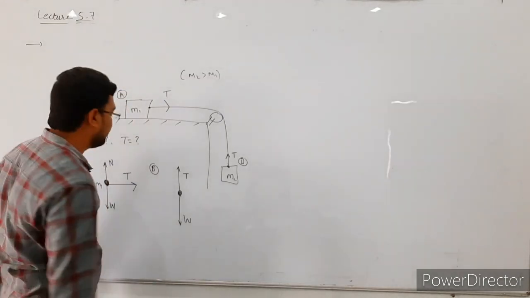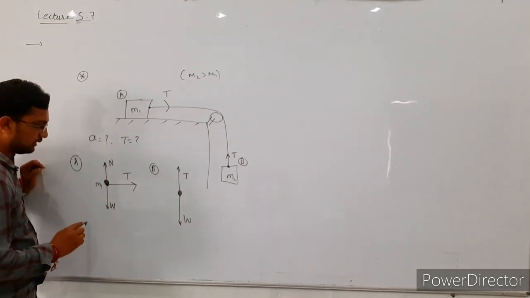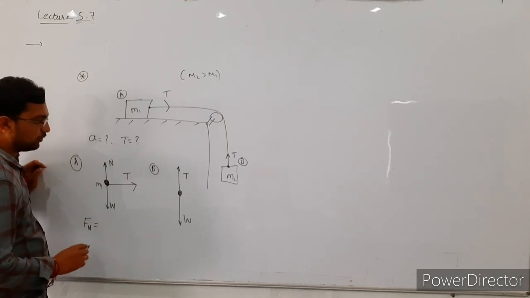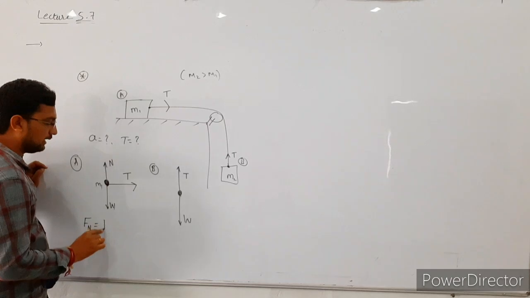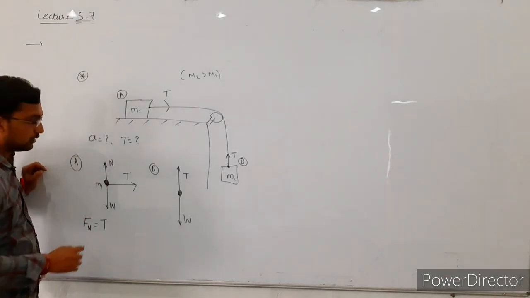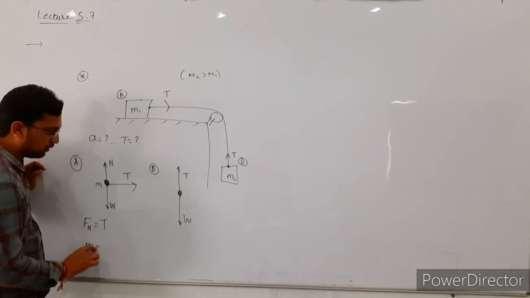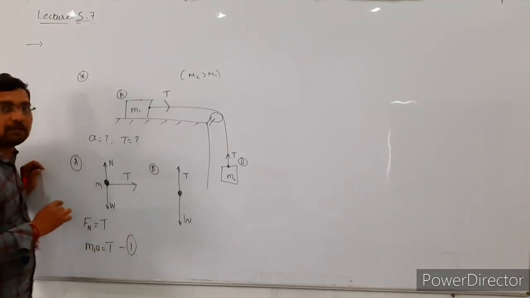Okay, so here from this diagram, the net force acting on the system is equal to the tension, which acts in this direction. Net force is nothing but the product of mass and acceleration, that is m1 into a is equal to tension. So this is our equation number 1.